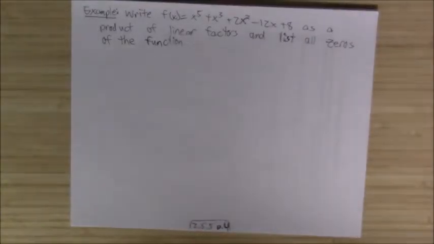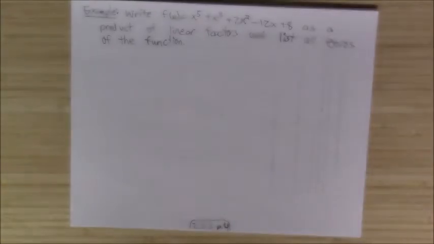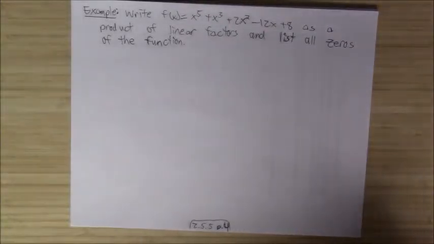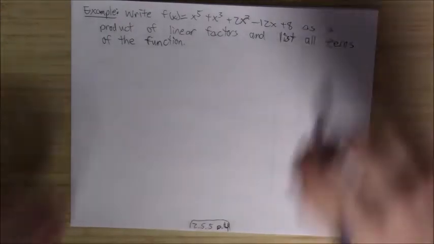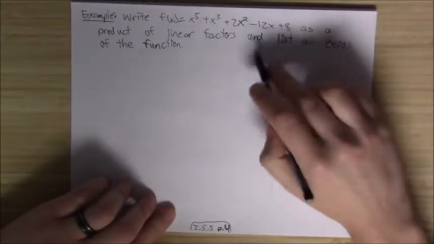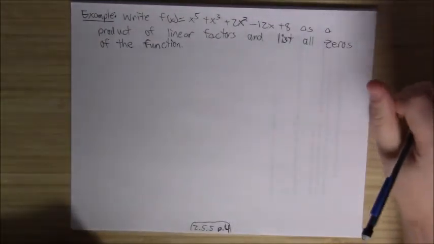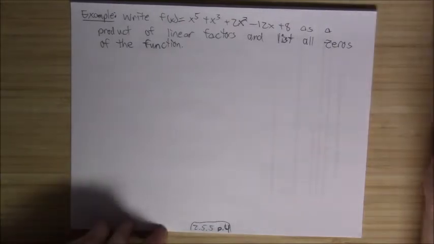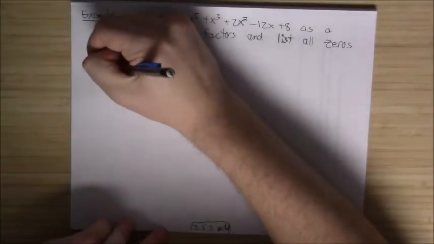Let's do another example of how to factor something in general. Let's go ahead and write f of x equals x to the 5th plus x cubed plus 2x squared minus 12x plus 8 as a product of linear factors, and list all zeros of the function. Oh boy, this is a big problem. First things first, we need to try to guess rational zeros.